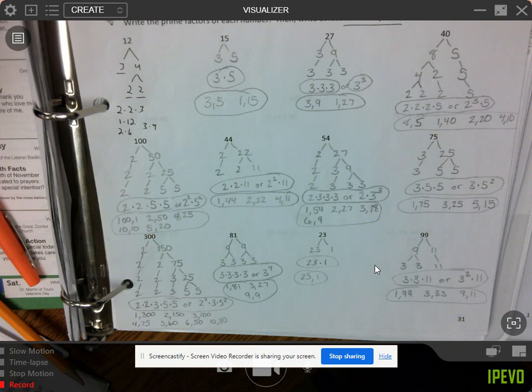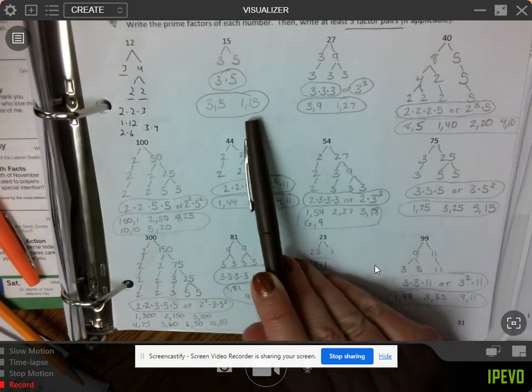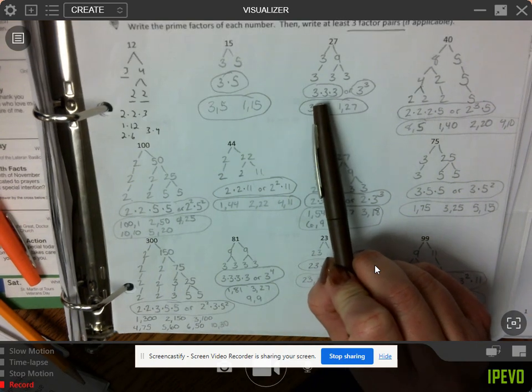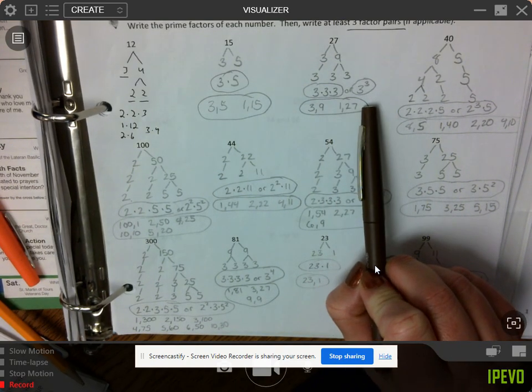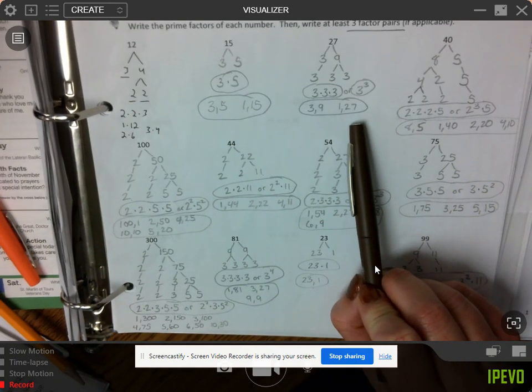Our first one, our prime factors are 2 times 2 times 3, and we had to list 3 factor buddies, 1 and 12, 2 and 6, 3 and 4. The next one, our prime factorizations, the prime factors are 3 times 5, and our factor buddies would be 3 and 5, 1 and 15. Then we have prime factorizations as 3 times 3 times 3, or you could put 3 cubed. Our factor buddies are 3 and 9, 1 and 27.